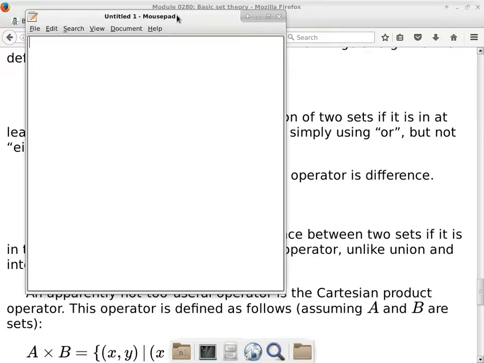You said the difference is a set, right? It's in A but not in B. Yes, A minus B are the things that are in A but not in B. Okay, so I'm going to give you an example in text first, and then I'll set up the document camera to look at some pictures.